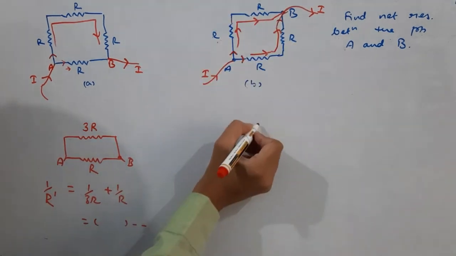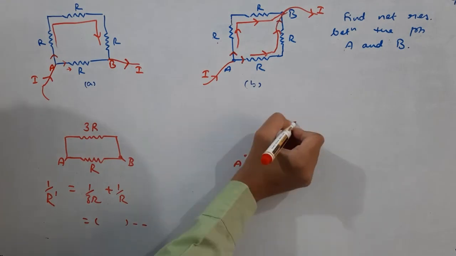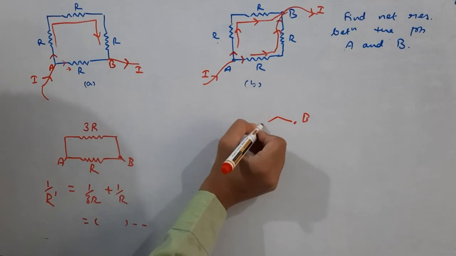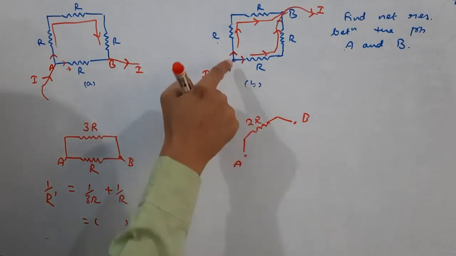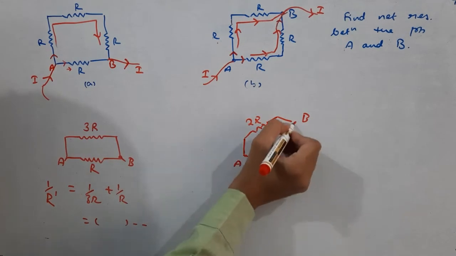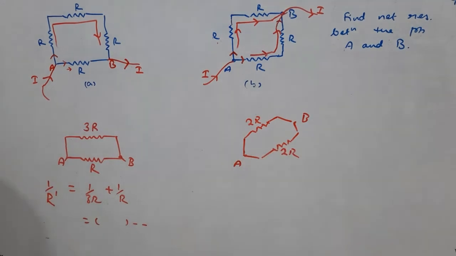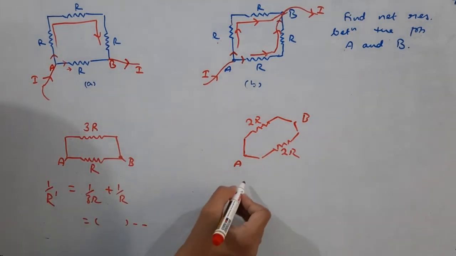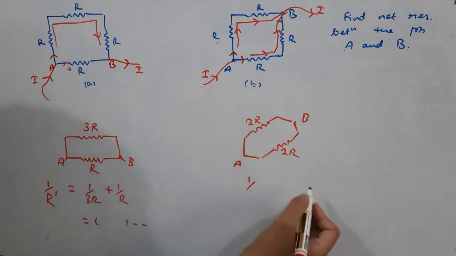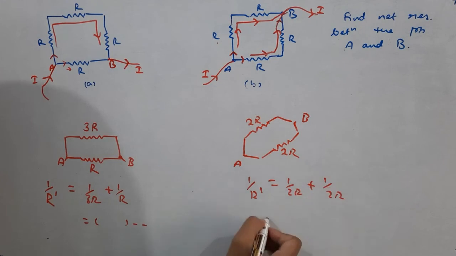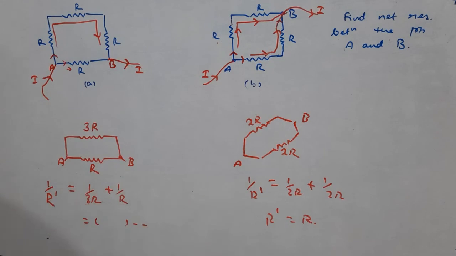R and R in series will become how much? So suppose this is A and this is B. R and R in series, that becomes 2R. And in the other path also we have R and R in series, so that becomes also 2R. And 2R and 2R are in parallel, so the net resistance will be 2R by 2, that is R. 1 by R dash is 1 by 2R plus 1 by 2R. So here you will get net resistance as R.